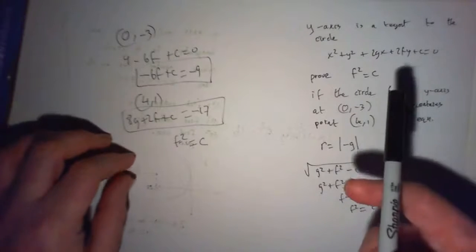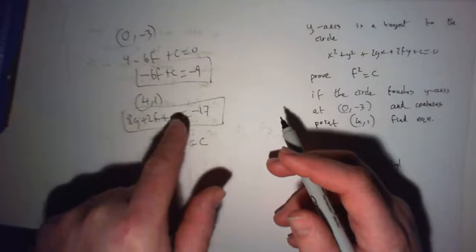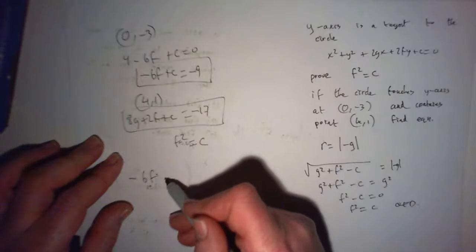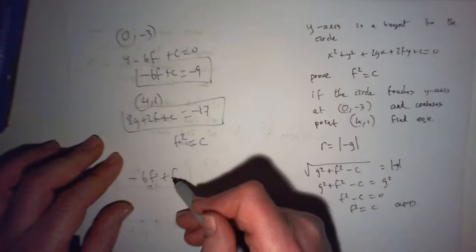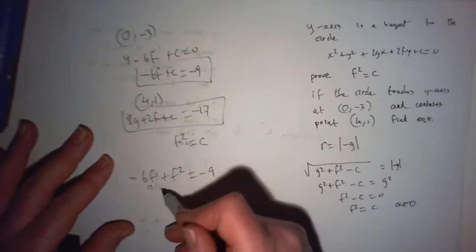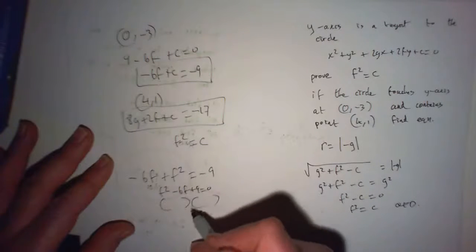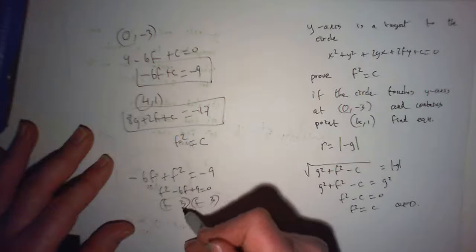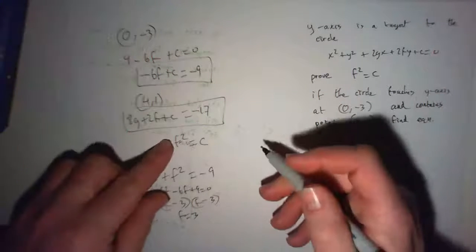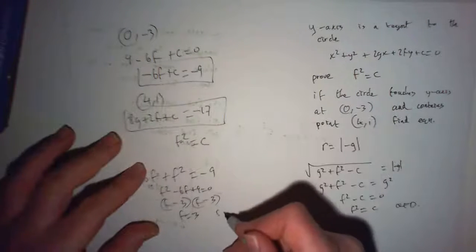Okay? So if f squared is equal to c, well, I already have c here. Couldn't I substitute it in? That's minus 6f plus f squared is equal to minus 9. That looks to me solvable. Let's rearrange it. f squared minus 6f plus 9 equal to 0. That's 3, isn't it? f and f, 3 and 3, and they're both minuses. So f is equal to 3. If f is equal to 3, then 3 squared is 9. Then c is equal to 9.